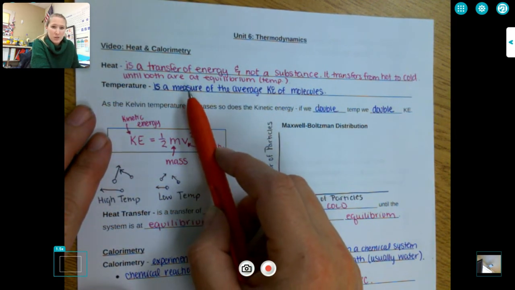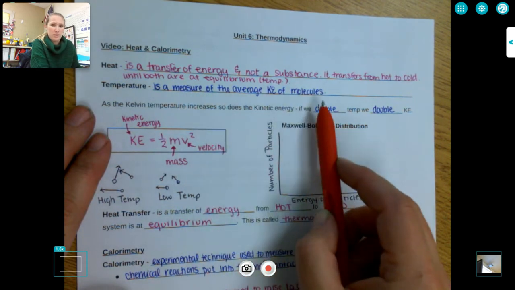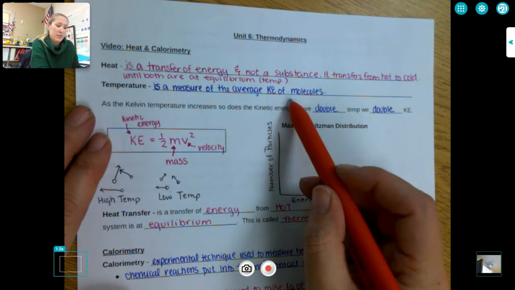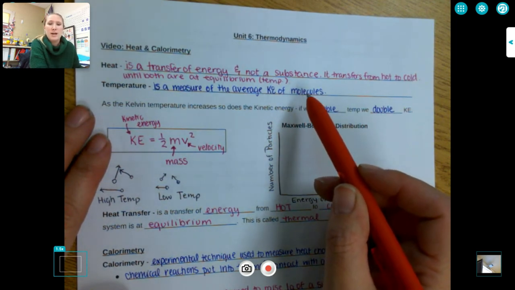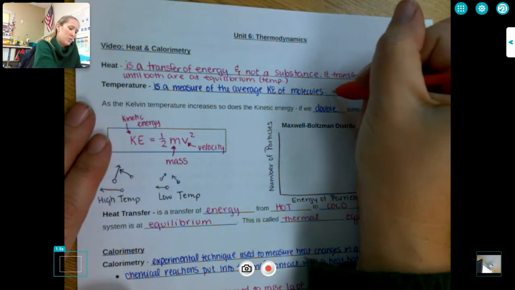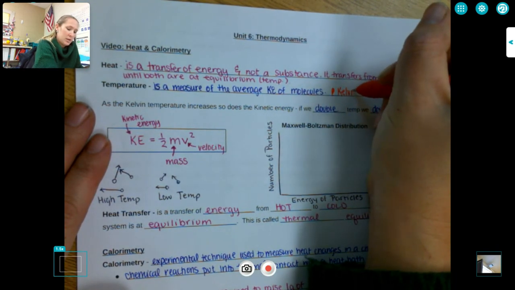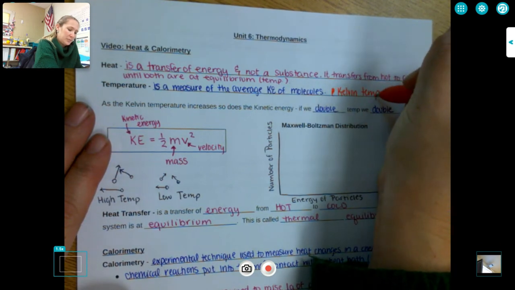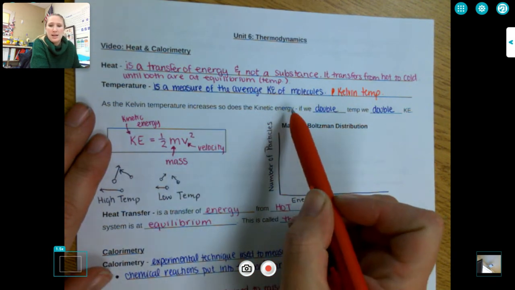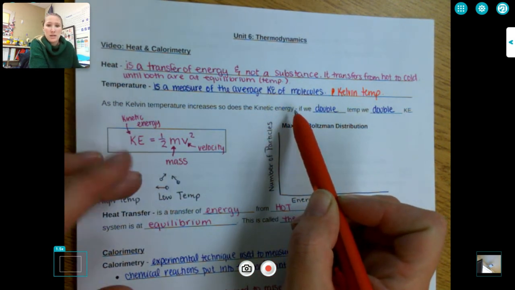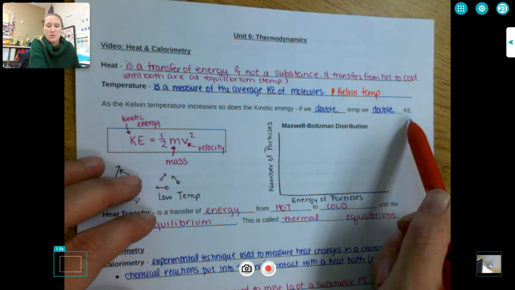Heat is different than temperature. Temperature, we know, is a measure of the average kinetic energy of molecules. So that we looked at when we looked at how fast molecules are moving. The faster they were moving, the more energy they had. We said they were at a higher temperature. And this is relative to the Kelvin temperature. Okay. So as Kelvin temperature increases, so does the kinetic energy, and it increases proportionally. So if we double our temperature in Kelvin, we also double the kinetic energy.